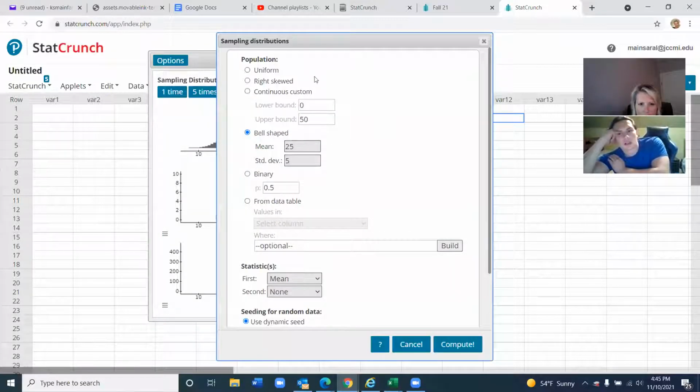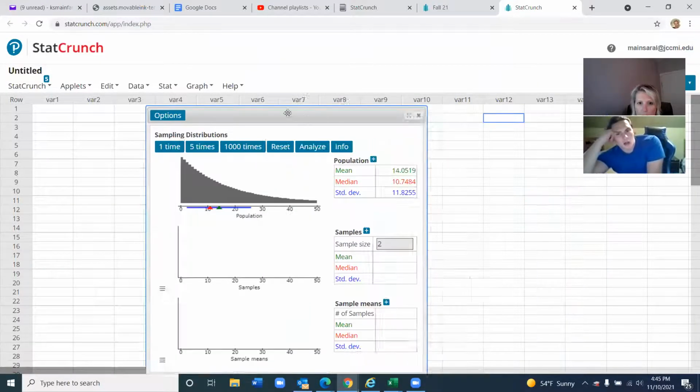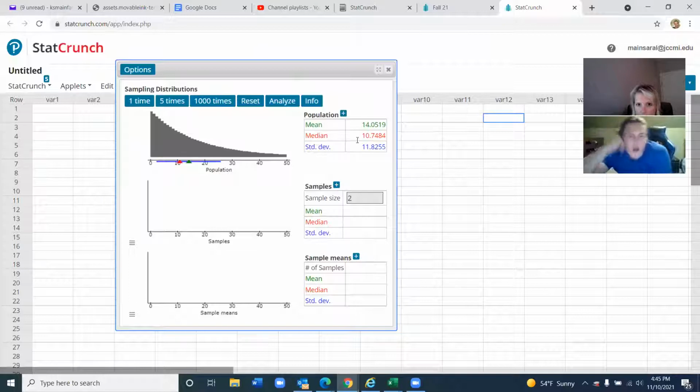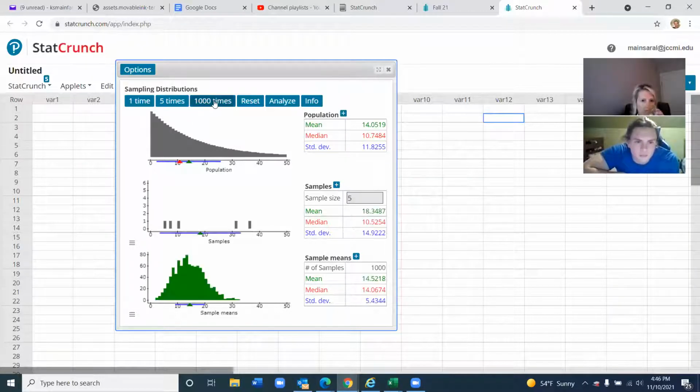Then let's say we started with a population that wasn't symmetric already, it was actually right skewed. So here our population is actually right skewed, and you can see that because of the mean and the median. Now I'm going to take my sample size of 5 again, and I'm going to run this 1,000 times.